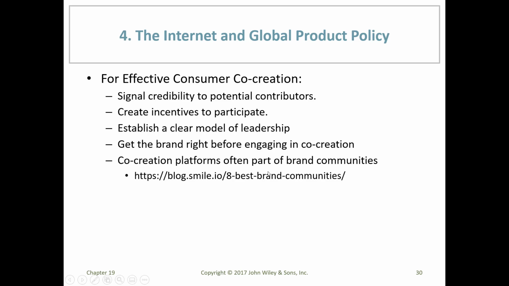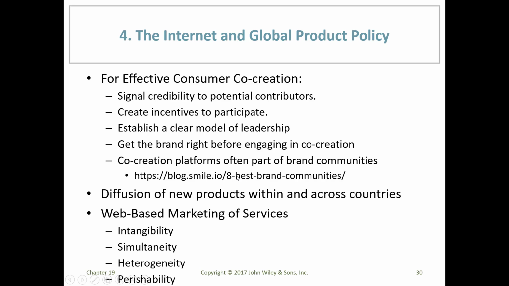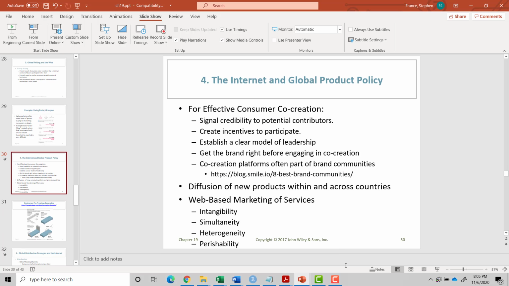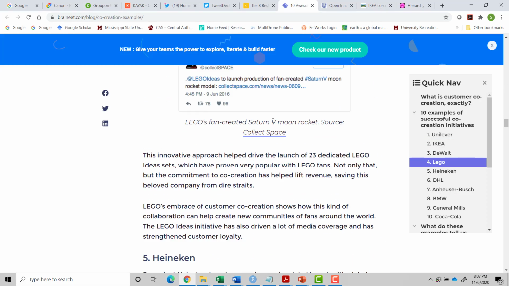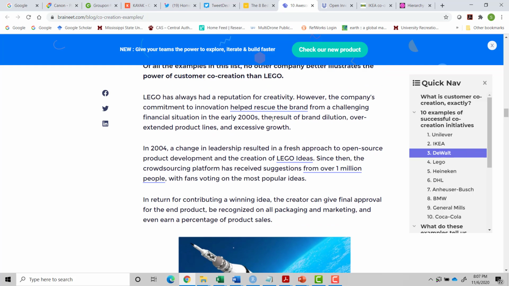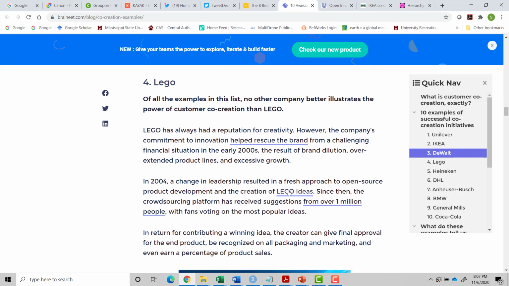Okay, so let's talk a little bit about customer co-creation. I'll go to a website, and I'll stop the video, and I'll give you a few examples of customer co-creation. Okay, so here are a few examples of customer co-creation. This website, I linked to it in the slides, just gives you a load of examples of companies that successfully co-create. So let's just go through a few of them.